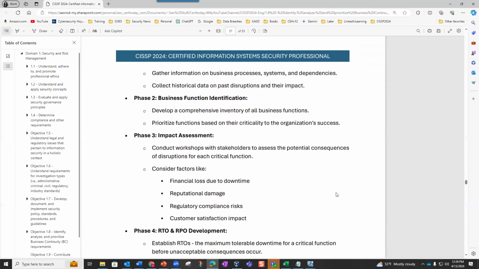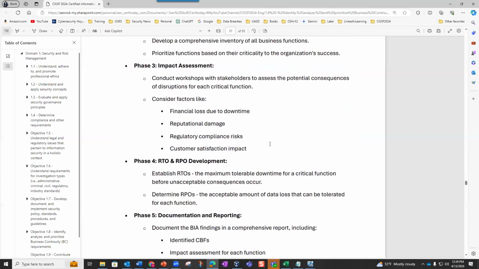In phase two, the business function identification, you should develop a comprehensive inventory of all business functions. You need to understand exactly how the business works. Prioritize functions based on their criticality to the organization's success, of course. Phase three, impact assessment. Conduct workshops with the stakeholders to assess the potential consequences of disruptions for each critical function. Consider factors like financial loss due to downtime, reputational damage to the company, regulatory compliance risks, and customer satisfaction impact.